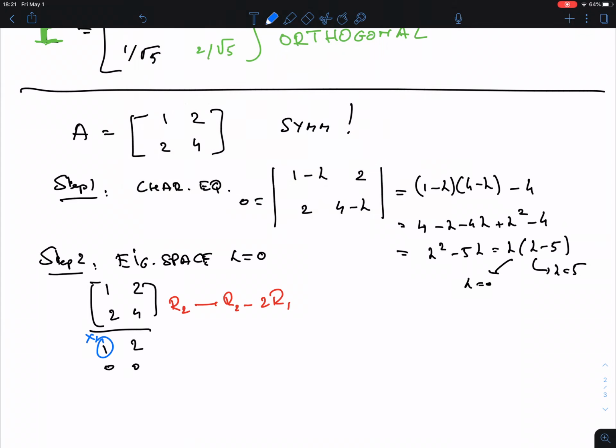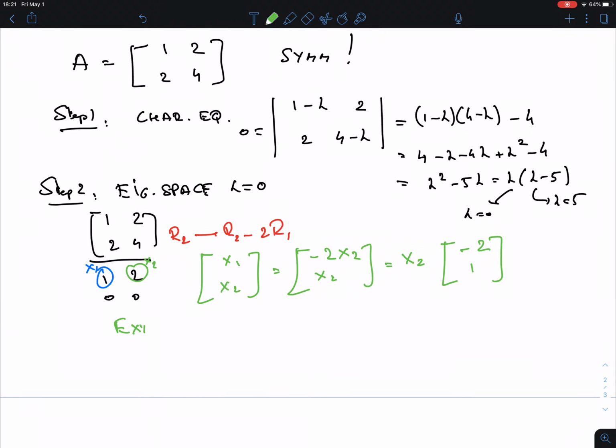This is the pivot variable, and the green guy is the free variable. So we can write x1, x2 in terms of the green variable only. The first tells me it's minus 2 times x2, and as I said, x2 is always equal to itself. So x2 times (minus 2, 1). So now we're going to do an extra step here. Extra step. We're going to calculate the norm of this vector. So what is the norm of this vector? Well, remember, it's the square root of the sum of the squares.